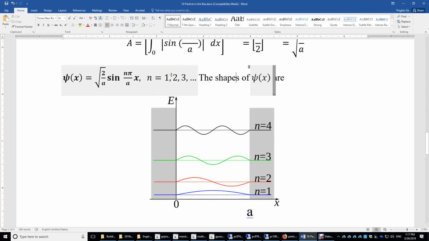What if n equals 2? When n equals 2, we're looking at sine 2 pi x over a. So when x equals 0 or 1/2 of a or a, the wave function is 0. So we see one node here. And then what if n equals 3? We see 2 nodes. So the number of nodes is equal to n, the quantum number, minus 1. And the more nodes we can see, the higher the energy.